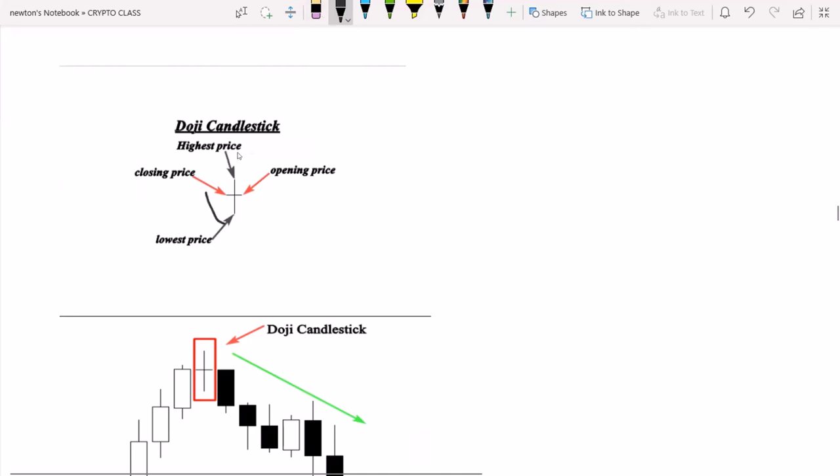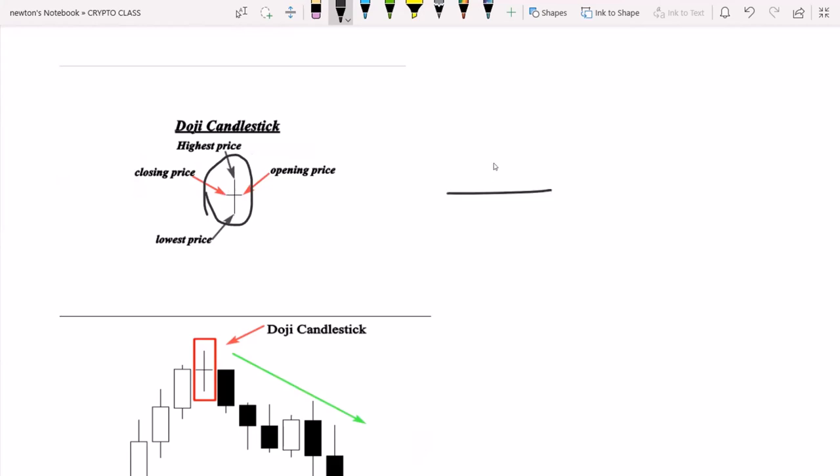This guy here. See how small and tiny this guy is, but very powerful. If you spot this guy at the right place on the chart, it can mean a whole lot. It can mean money for you, this guy, this doji. Okay. Now, what does this guy represent?